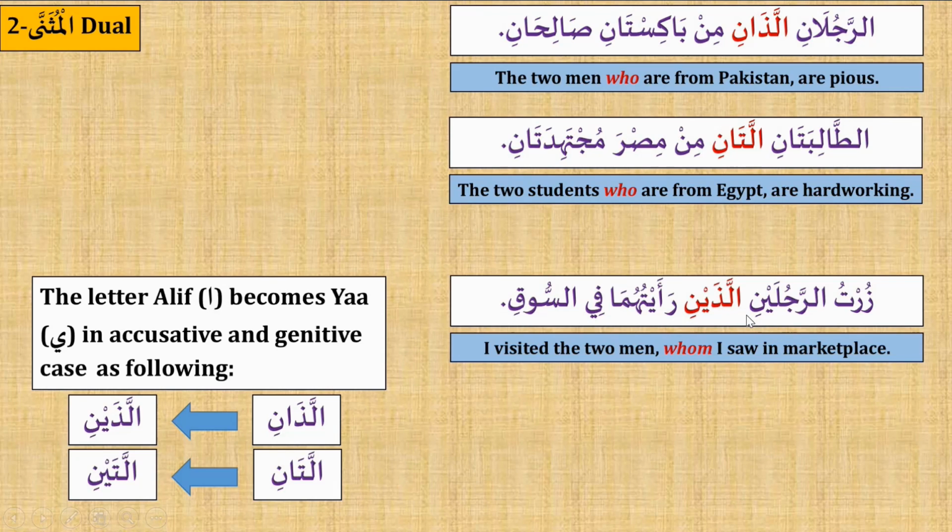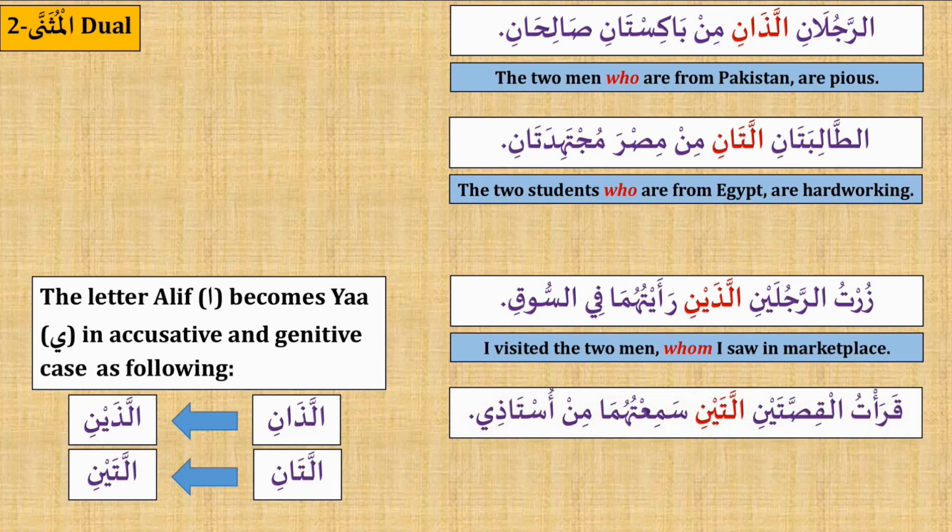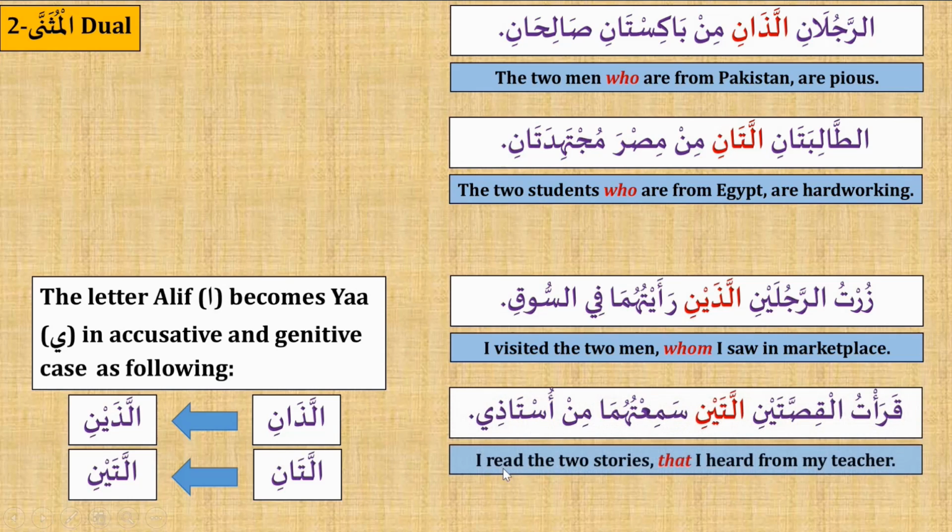As we see, this noun الرجلين is dual and it is in accusative case, and the relative pronoun must also be in accusative case. An example for feminine: قرأت القصتين اللتين سمعتهما من أستاذي. I read the two stories that I heard from my teacher. قرأت, I read. القصتين, the two stories. اللتين, that or which. سمعتهما, I heard. من أستاذي, from my teacher.